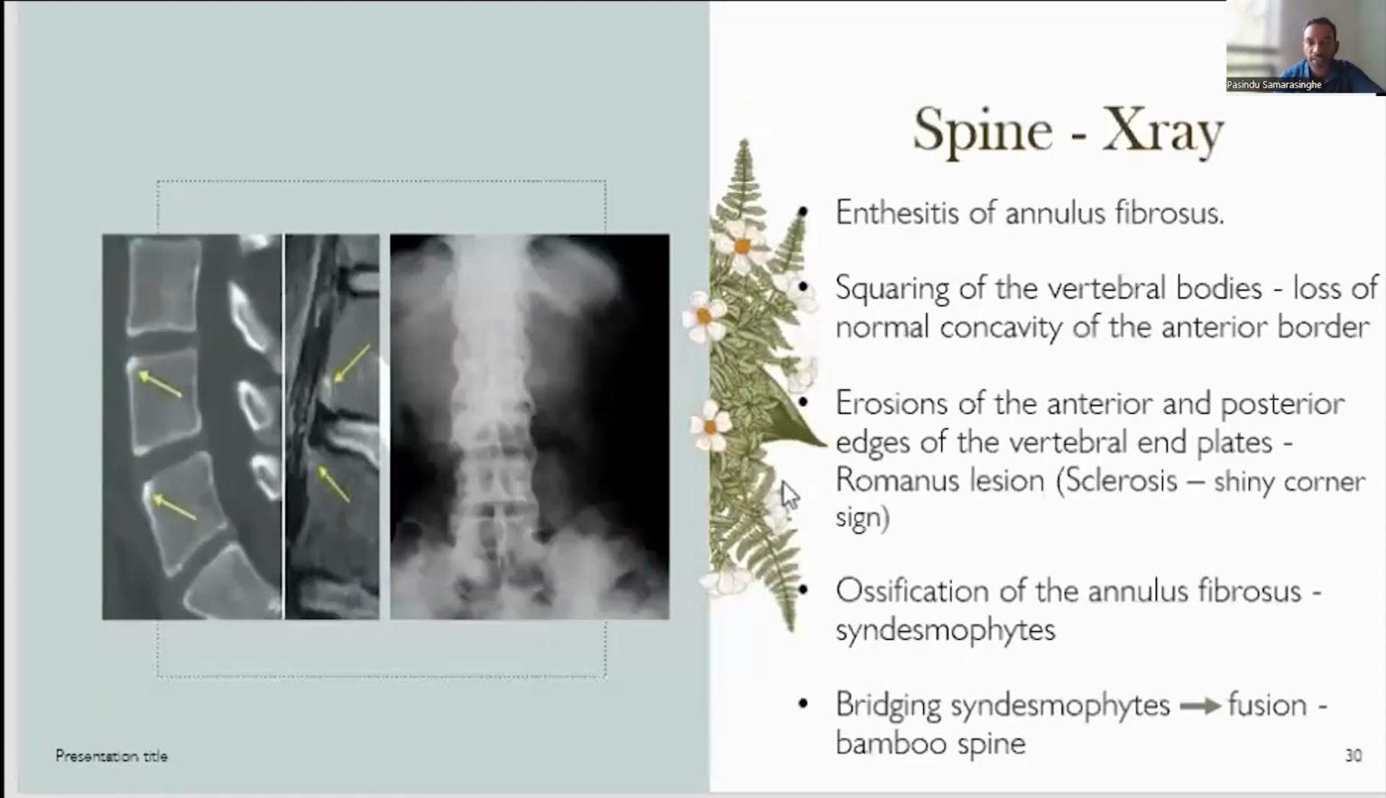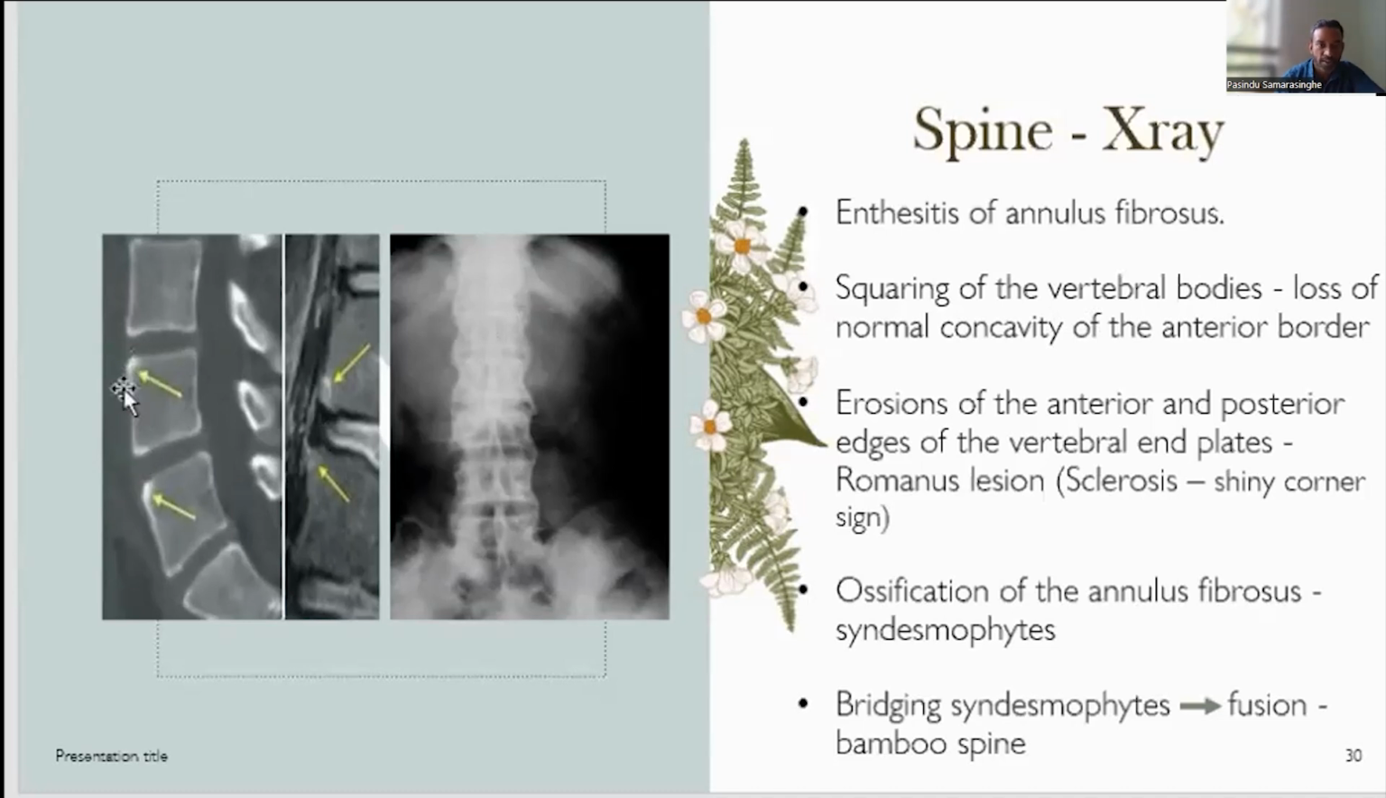So in the spine, you get enthesitis of the annulus fibrosus. So you know in the disc you have the annulus fibrosus, which is a ligamental structure, and then you can have inflammation. And then this leads to squaring of the vertebra. So this is the loss of normal concavity of the anterior body. Usually there's a concavity like this, and it's lost in this condition. So you can see squaring or straightening of this border.